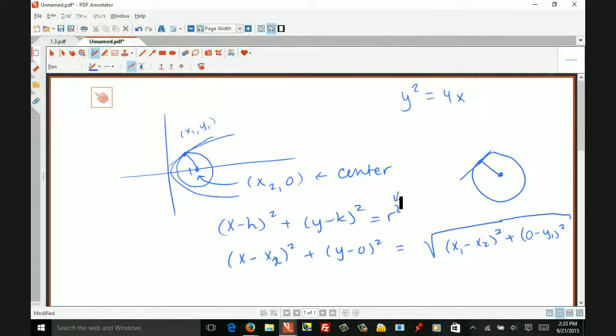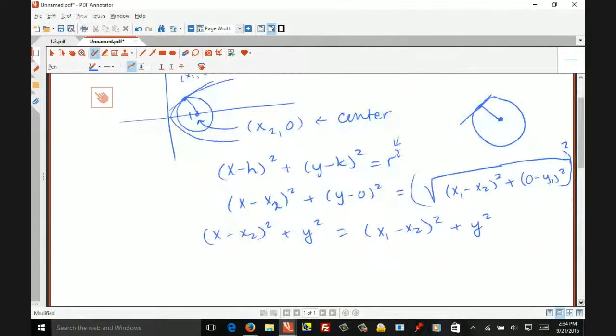Now remember, it's r squared. So I ran out of room. We have to square it all. What happens when you square a square root? It goes away. So we have this equation, x minus x2 squared plus y squared is equal to x1 minus x2 squared plus y squared. Now, no, that's a y1 squared, sorry. This is a y squared and that's a y1 squared.